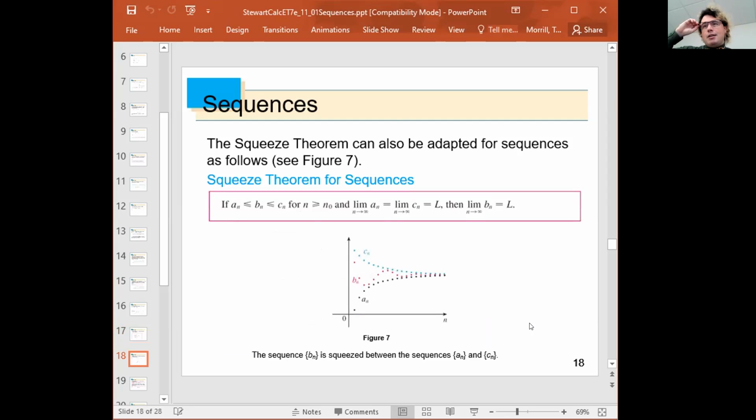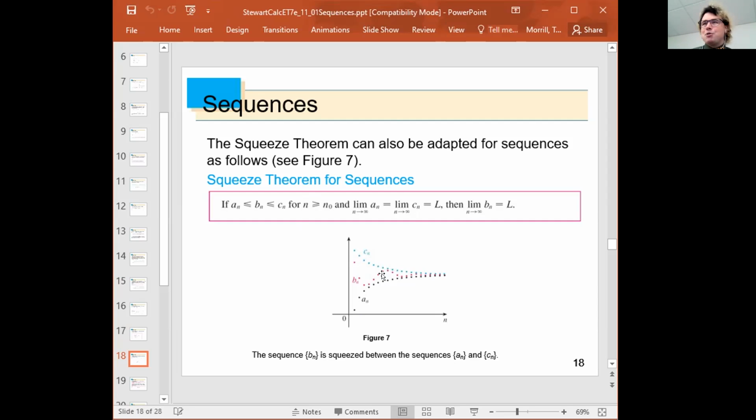Now, in Calc 1, we had the squeeze theorem that tells me if one function is always sandwiched between two others, and the two functions on the outside have the same limit, then the function in the middle is squeezed and it must have the same limit as the two functions that are bounding it. So the very same thing happens for sequences too.